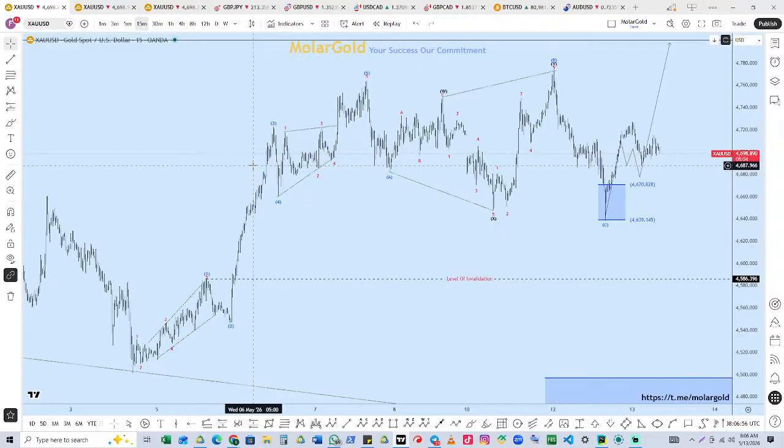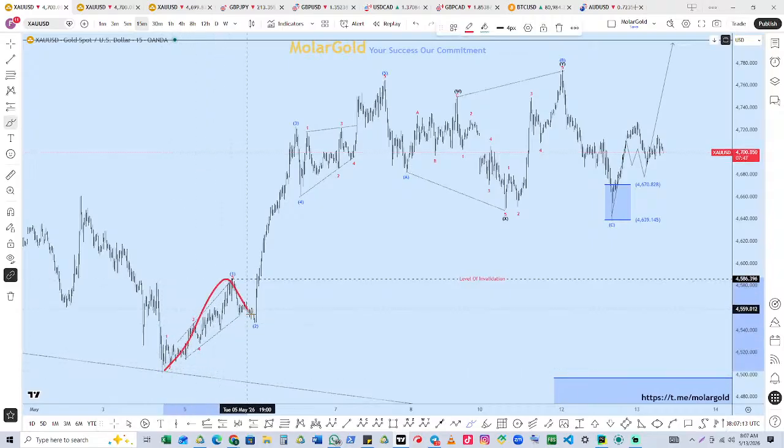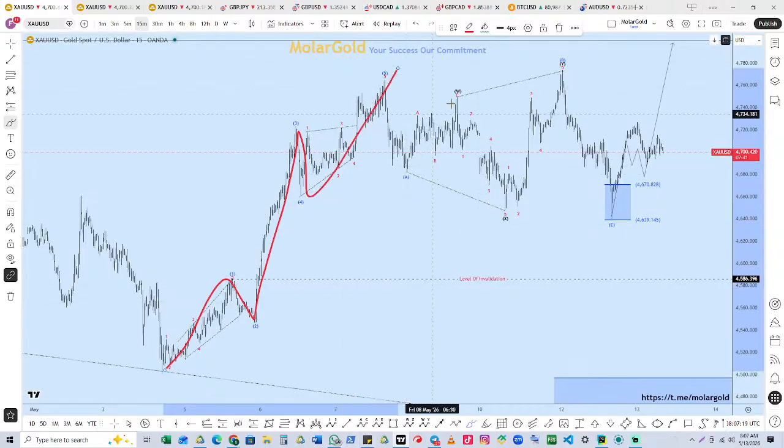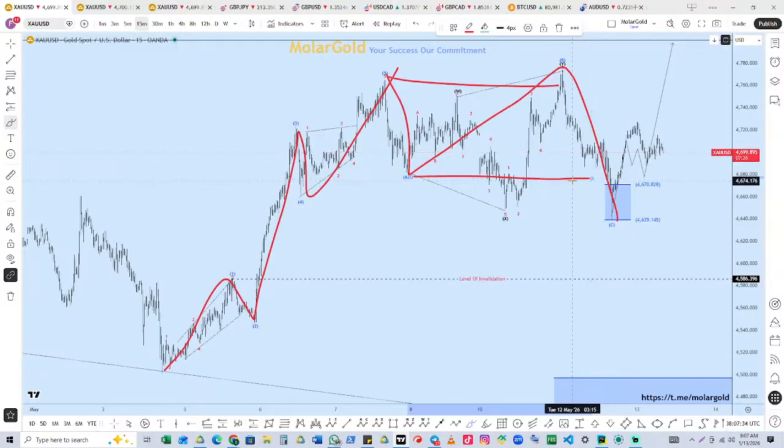Chat just loaded. Guys, this is a wave 1, this is a wave 2, this is a wave 3, wave 4, and then wave 5. Then what happened? We had an ABC correction with A, with B, and then with C. That is an expanded flat. If you are in the channel, I stated that yesterday.